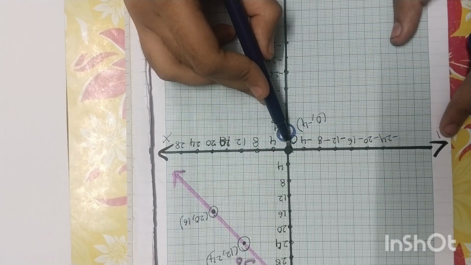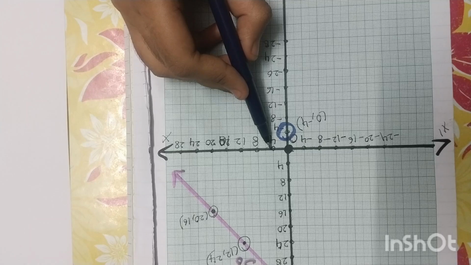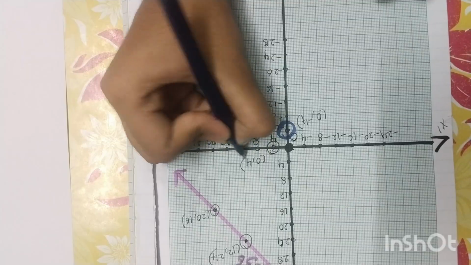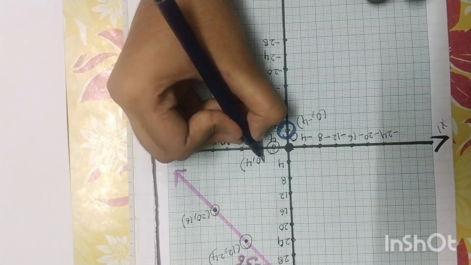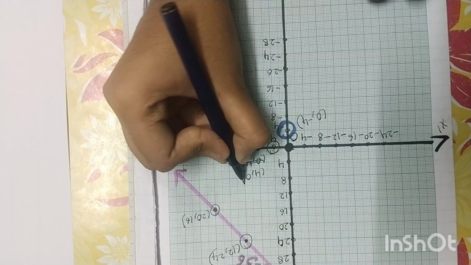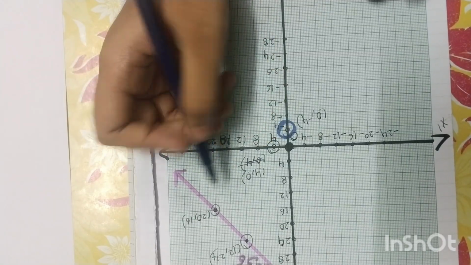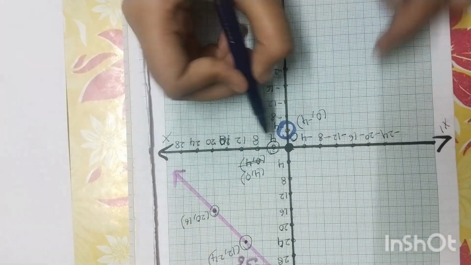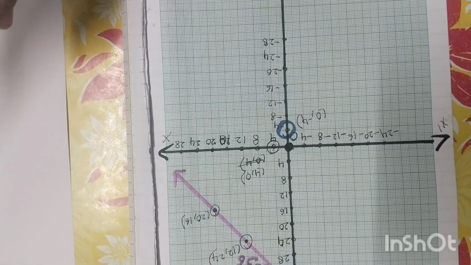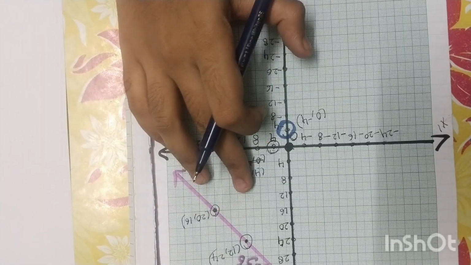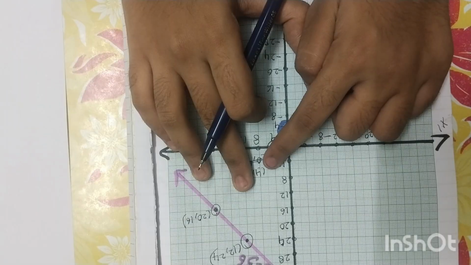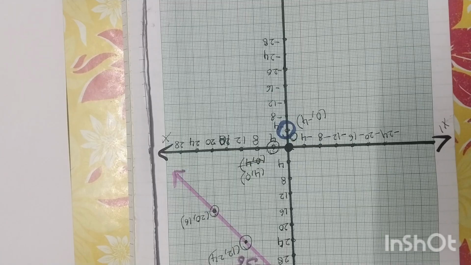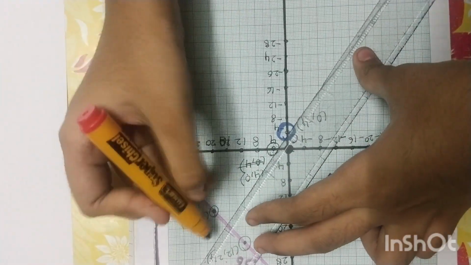So 4 comma 0 is nothing but, so here is my 4 on x-axis. So whenever you have 4 comma 0, just omit the 0. So this 4 is in positive x direction, so I am marking in positive x direction 4. Not only for this number, for any number, just omit the 0 and see in which axis it is. So just plot the point. So now we are going to join both these points.